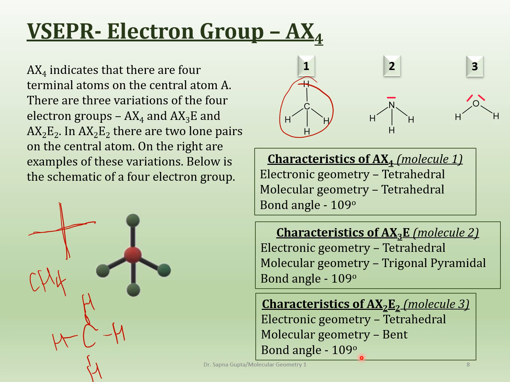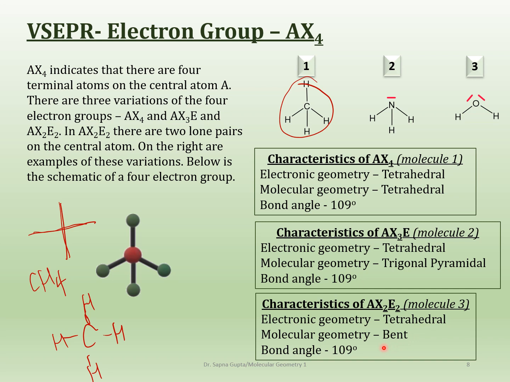Now, if you go back to AX3, you will see we had a bent shape there also. In that one, the bent shape had a different angle, and you can go back and check that. But that was an AX3 geometry. Now we have an AX2E2 geometry, and our bent is different. I think that one was AX2E.